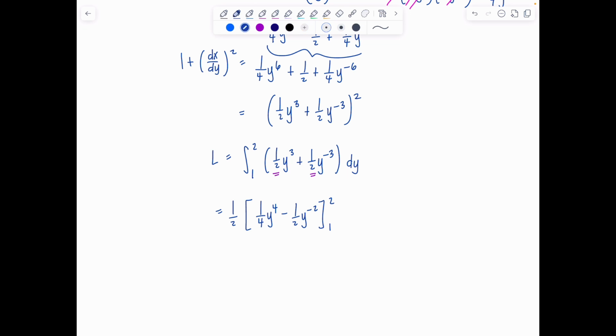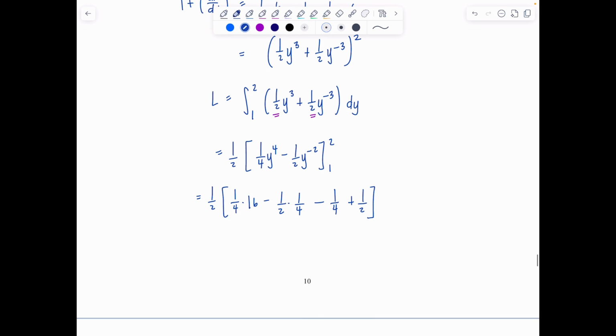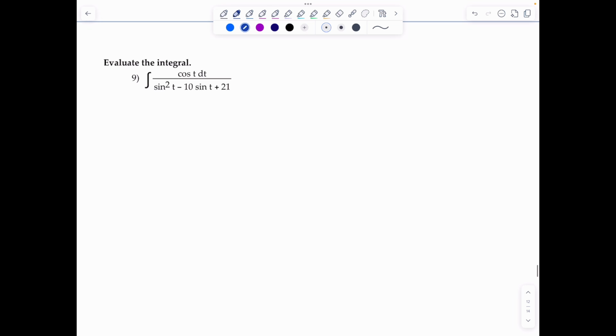Okay, now evaluating it. So we've got 1/2 times 1/4 times, this will be 16, minus 1/2, 2 to the negative 2nd, 1/4. Minus 1/4 plus 1/2, and then you can clean it up and you should end up with 33 over 16. Okay, very good. Two more. It actually ended on an easier note, I think, than some of the problems in the middle.